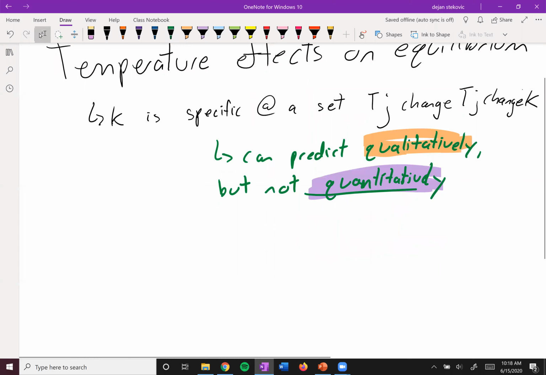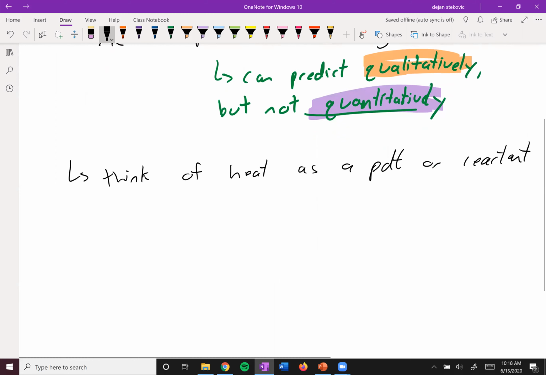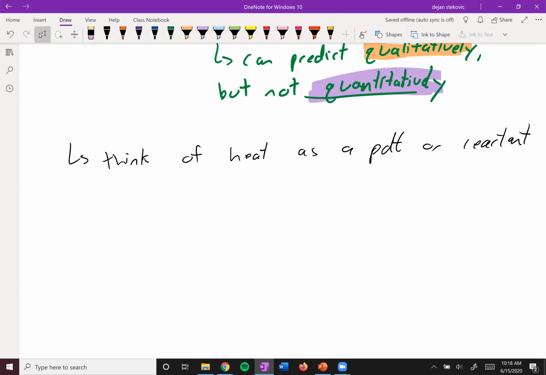And overall, it's a pretty simple idea. All we need to do is think of heat as a product or as a reactant, depending on the type of reactions. And so we're talking about a reaction absorbing heat or giving off heat. We're talking about whether a reaction is exothermic or endothermic. So for endothermic reactions, let's take a look at those.